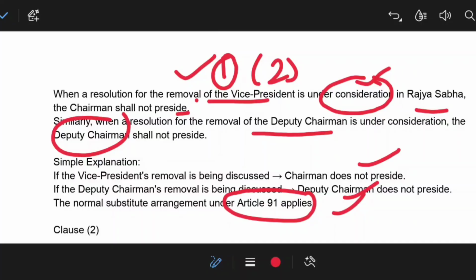That's why Article 92 is about who will preside when the resolution for removing them is under consideration in the house. That will be decided by Article 91 itself. Article 92 just says that if a resolution is under consideration for the removal of the vice president, the chairman, or even the deputy chairman, they will not preside over the house, over the Rajya Sabha. That is provided under Article 92.